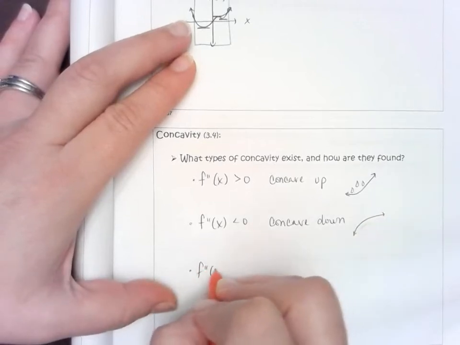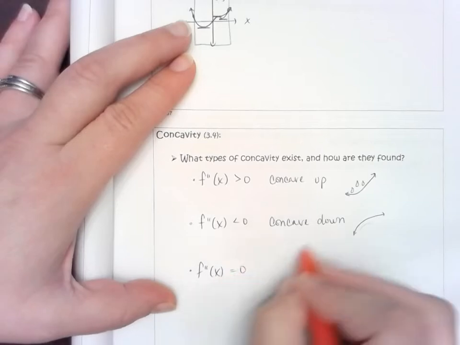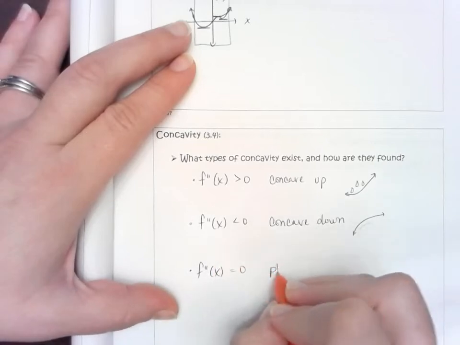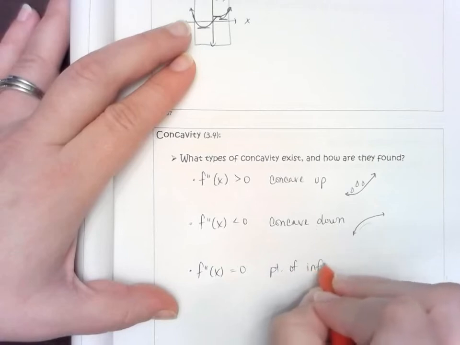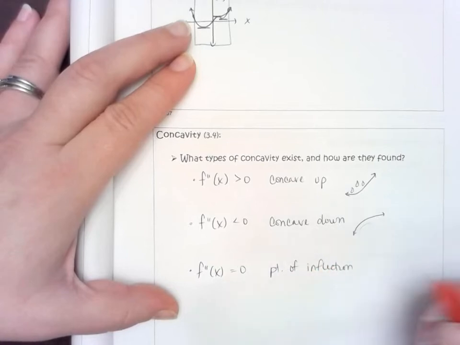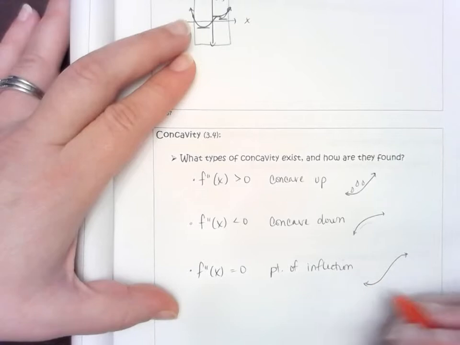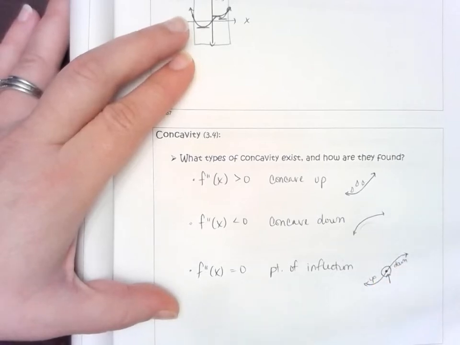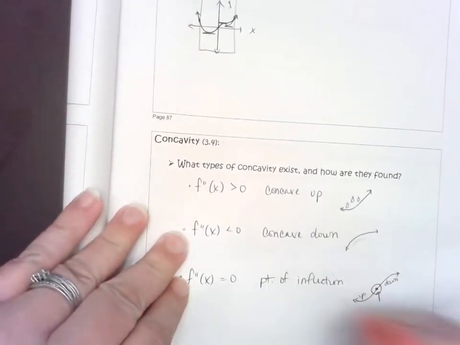If by chance you get a second derivative equal to 0, that's not talking about concavity, that's changing concavity. That would be a point of inflection. And you would see both concave up and concave down, but the order of those two doesn't matter. There's a spot somewhere right here where this side is up and this side is down. And when you change from one to the other, that's a point of inflection.